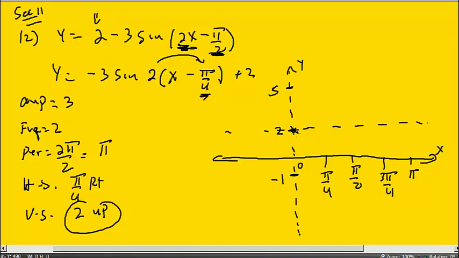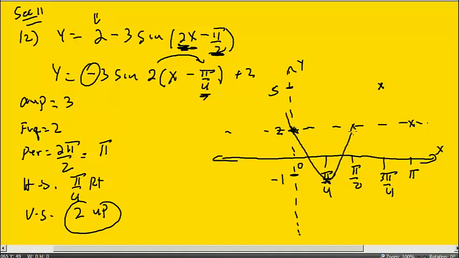Okay, so this is a sine curve. That means it starts right there in the middle. And this is a negative sine curve, so it means it's going to go down. So that means it's going to hit the bottom here. And then the next step is going to hit the middle again. And then the next point is going to hit the high point. And then it's back to the middle right there. So my curve looks like this.